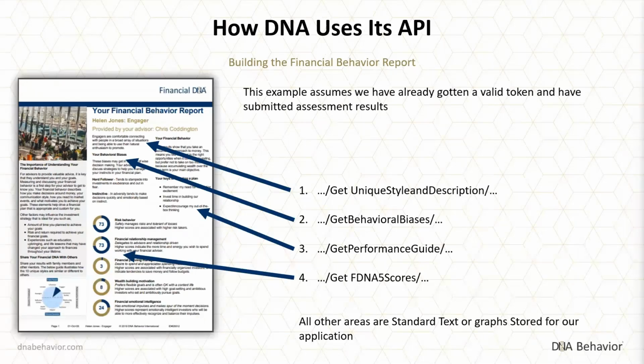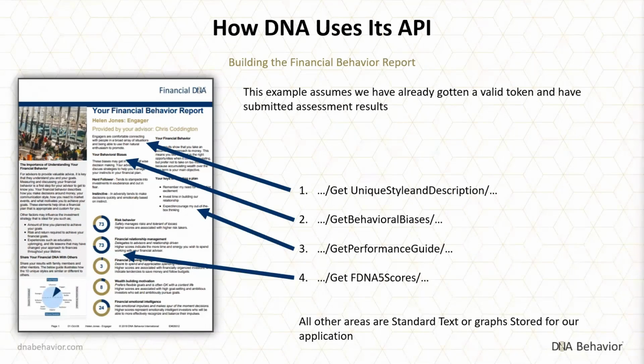So as an example, in the DNA reports for building the financial behavior report, assuming that we've already gotten the token and we've already submitted our assessment results, now I can do these get calls. So once I have a client record and I know who that client is, I can start getting insights from DNA Behavior. In this example, for this one-page report, we're pulling 4 different get calls.